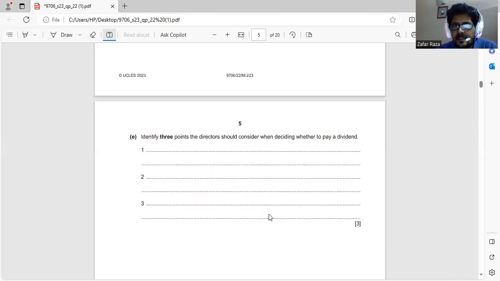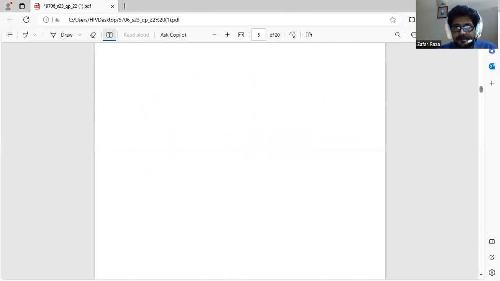When deciding to pay dividends, what do directors think? First, the profitability of the firm. First point, very important: we have to see the profit. Then the liquidity of the firm. Are we able to pay? And the third important thing is the company's history. For example, if a company is famous for paying dividends, it has to pay dividends because it is related to the goodwill of the firm. The past performance is good, so there is public expectation and demand.